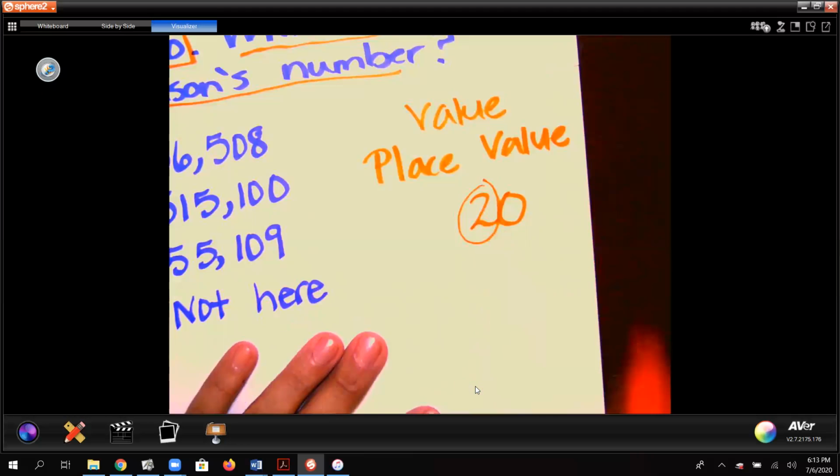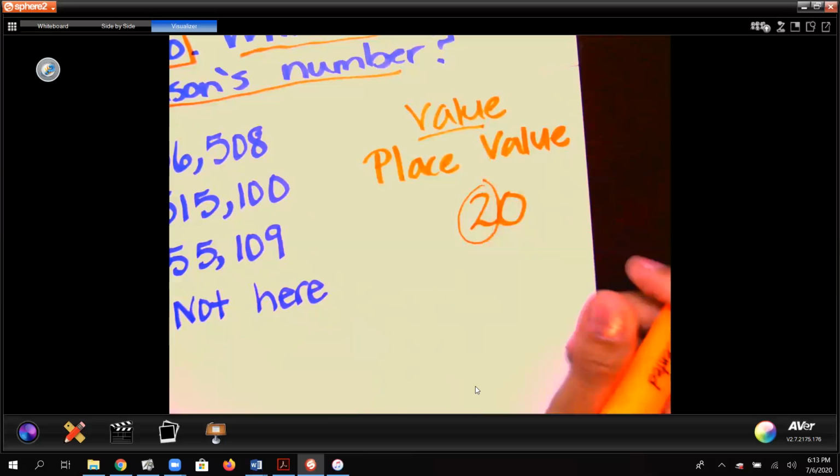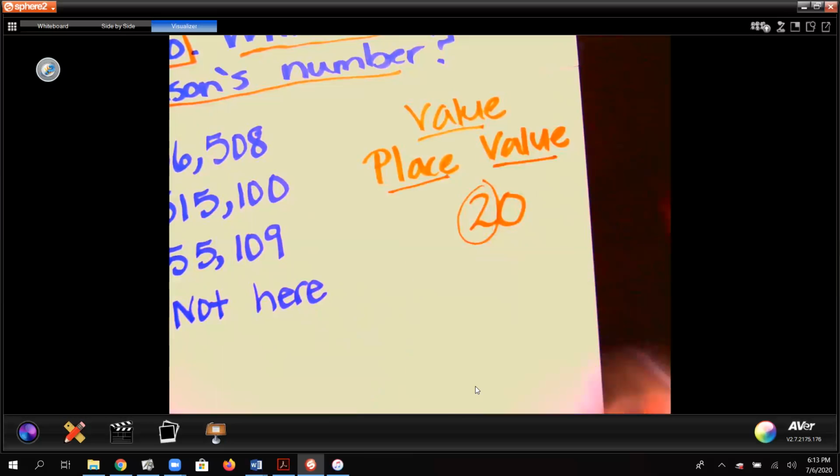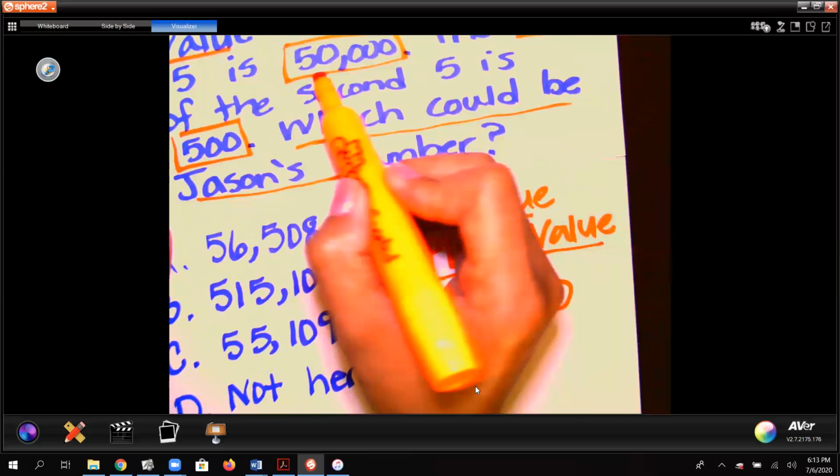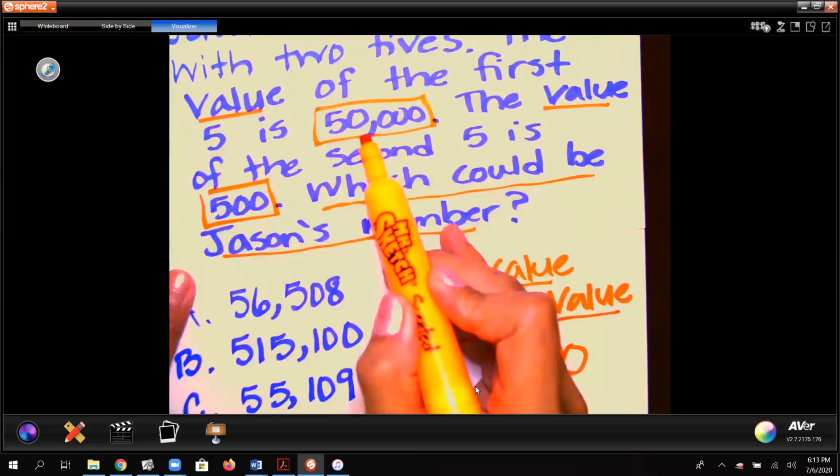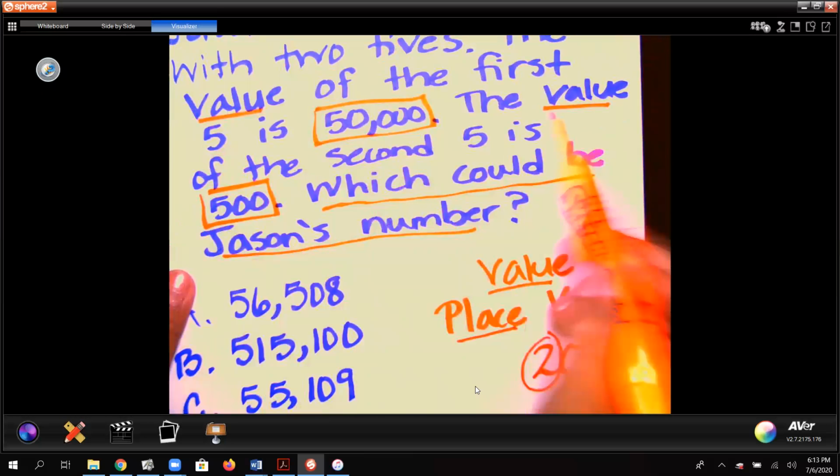Value means they want to know the worth of it, the value of it. Place value, they want to know where it is in your place value chart. So this is saying the value. That's why it's telling you the value of the first 5 should be this. The value of the second 5 should be this.